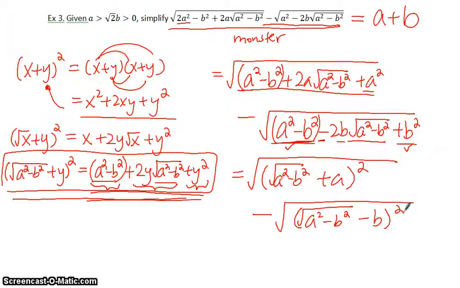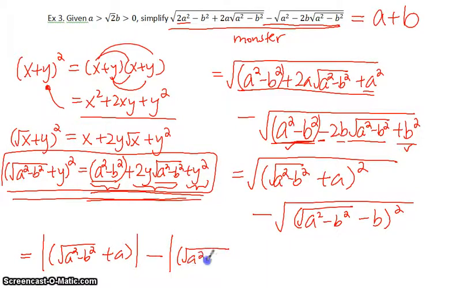We saw in an early example, when you square a square root, the answer will be an absolute value. So you have the absolute value of this, right? Minus the absolute value of that. You actually don't need the brackets, all right? You can take these brackets away. Doesn't make a difference. Okay.